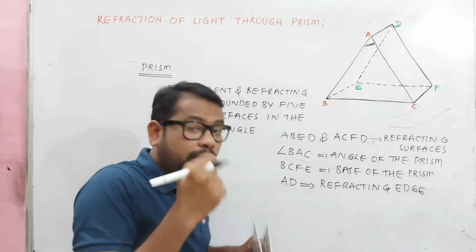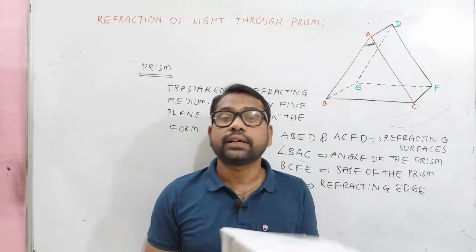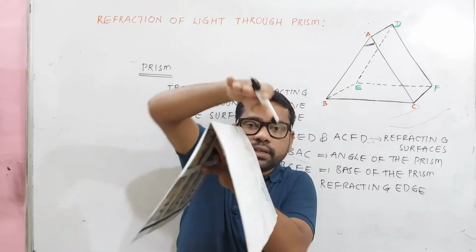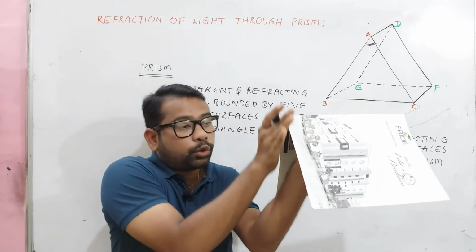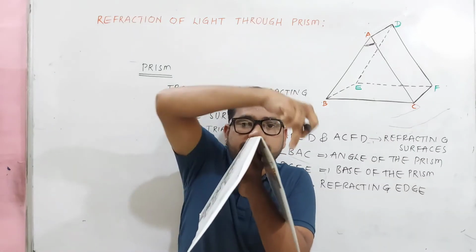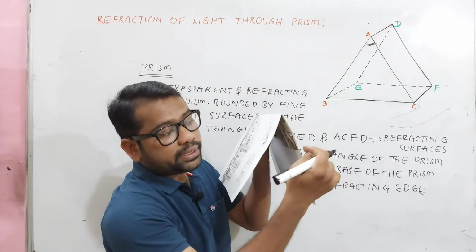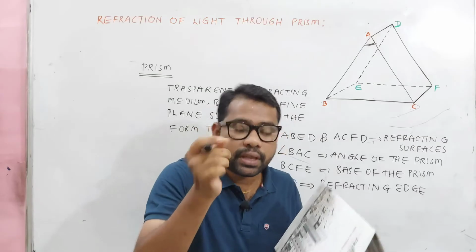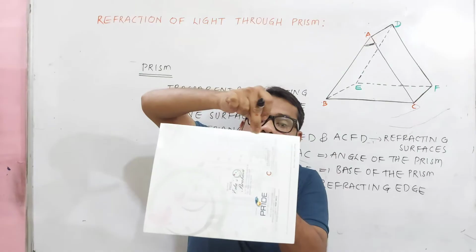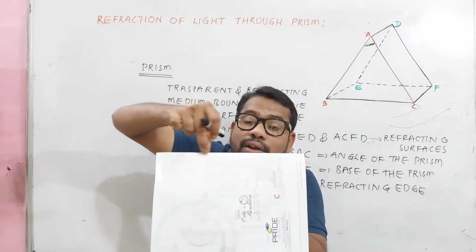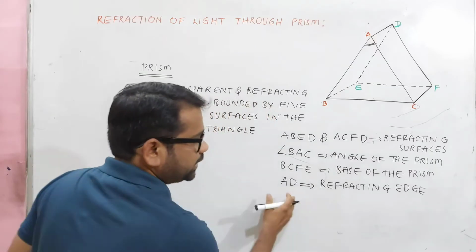Children, you have to understand how a prism actually looks. It's very, very important. As I said, children, here are two surfaces, the third surface is the base, and these two are closed ones. There are a total of 5 surfaces. These two surfaces are called refracting surfaces. The angle between these two refracting surfaces is called the angle of the prism. And this is called the base of the prism. And children, this edge which is connecting the two refracting surfaces is called the refracting edge.